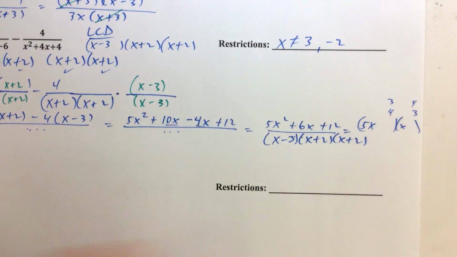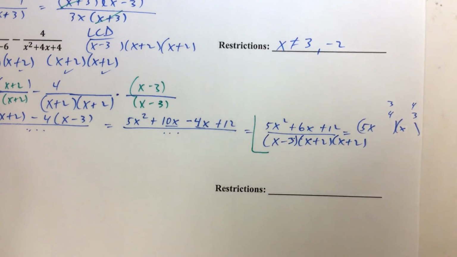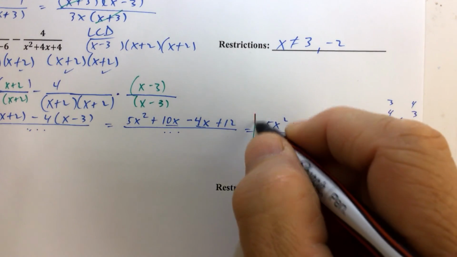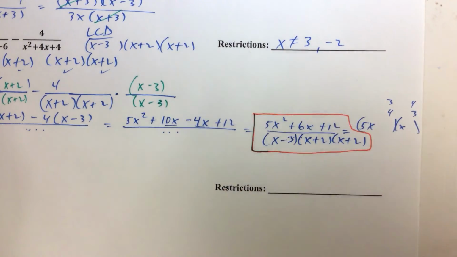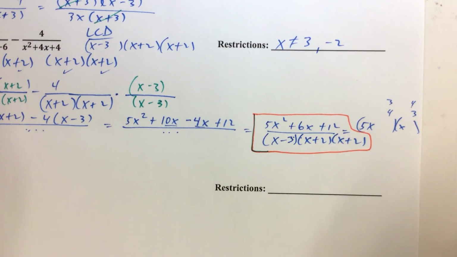So that means that I usually put a box around, and the box is red, so stay consistent with that. So that means that as ugly as it is, that's the answer.